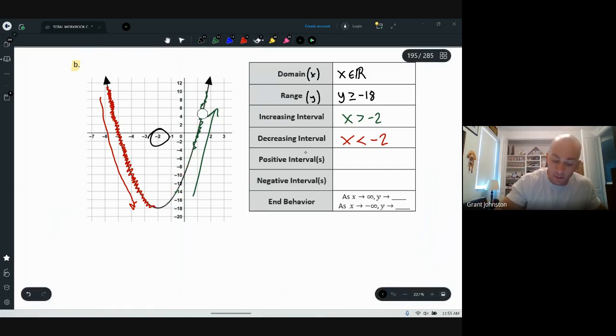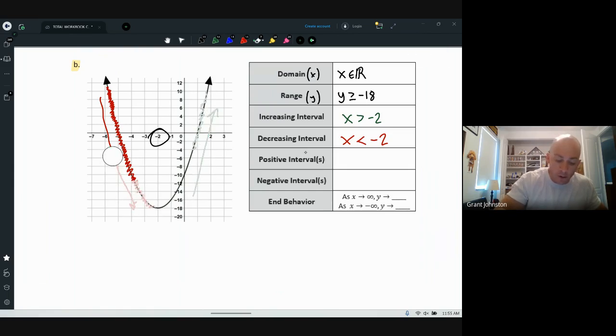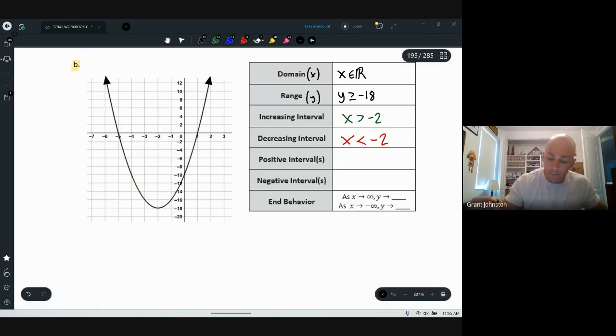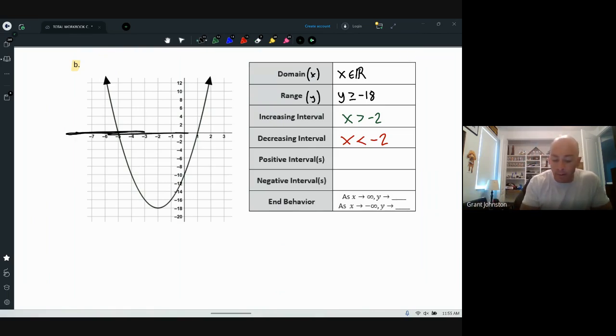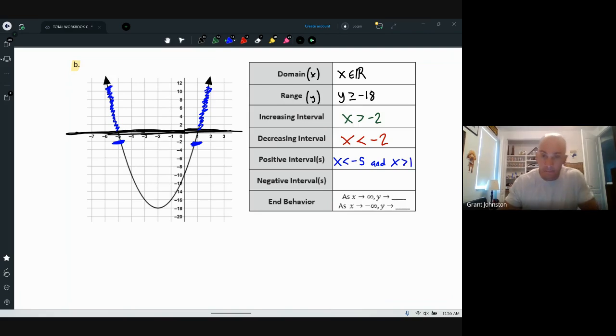Okay, let me erase all of that. All right, positive interval, negative interval. Positive interval is when it's above the x-axis, and negative interval is when it's below the x-axis. So the positive interval is actually two of them, this part and this part. It's positive in two spots. It's positive when x is less than -5 and when x is greater than 1. Those are the two times that it's positive.